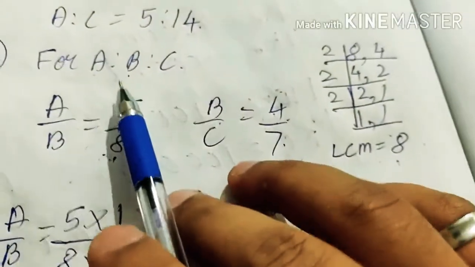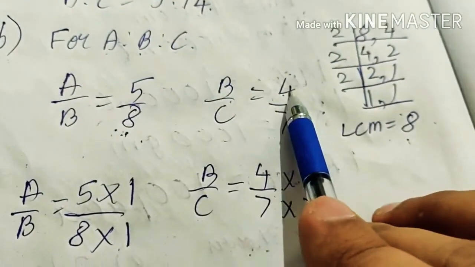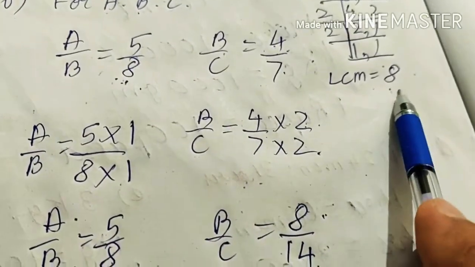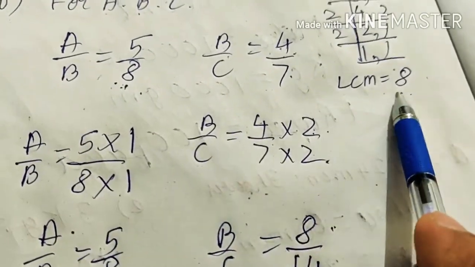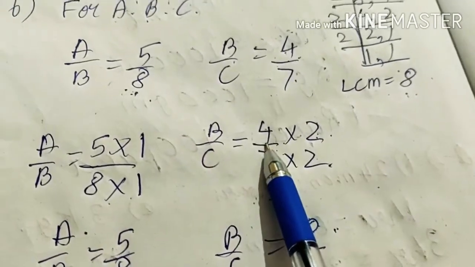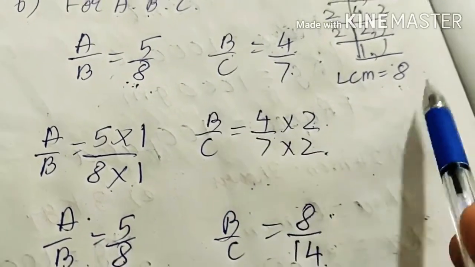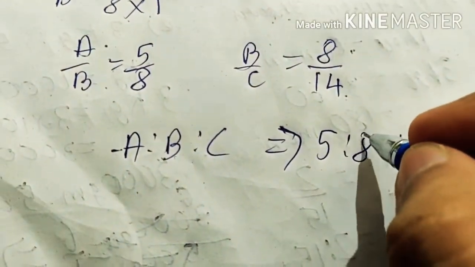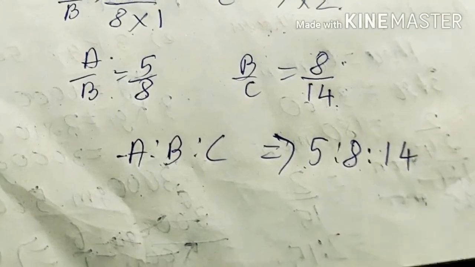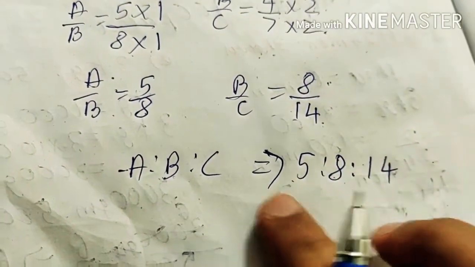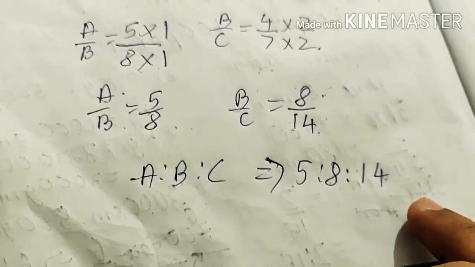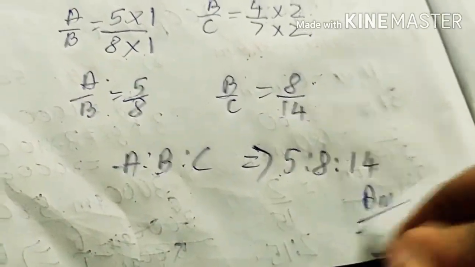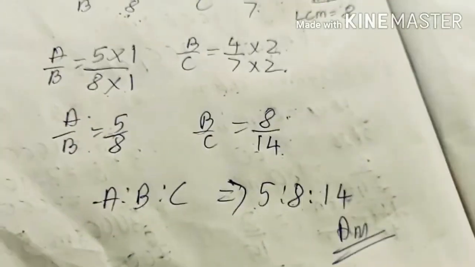The simple way was to find the LCM of both the B's and then bringing both the values of B to its LCM. How can you bring 8 to its LCM 8? You have to just multiply 1. How can you bring this B's value, that is 4 to 8, you can multiply it by 2. So this is our answer. If you see, can any number reduce 5, 8 and 14 together? All this should be divided together. No, there is no such number that can divide all three numbers. So this is the simplest answer for A is to B is to C.